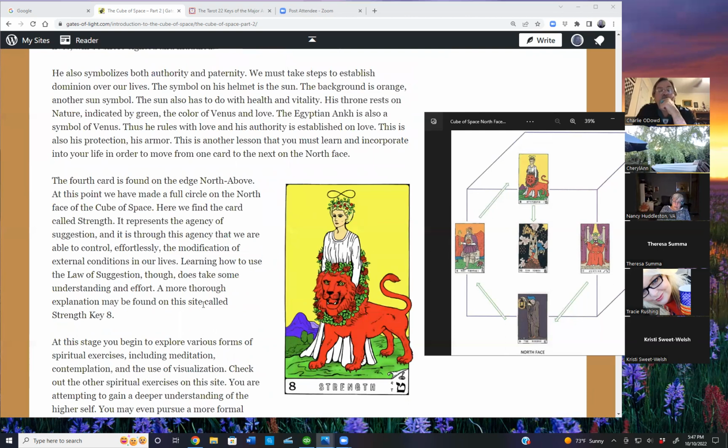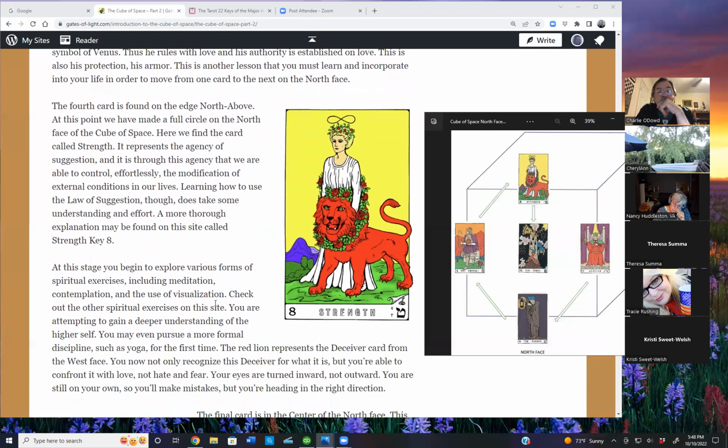The fourth card is found on the edge north above. At this point, we have made a full circle on the north face of the cube of space. We're all the way up here. Here we find the card called Strength. It represents the agency of suggestion, and it is through this agency that we are able to control effortlessly the modification of external conditions in our lives. Learning how to use the law of suggestion, though, does take some understanding and effort. A more thorough explanation may be found on this site called Strength Key 8.